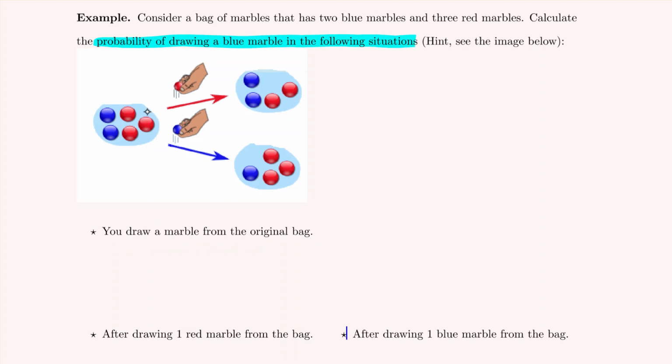So we recall the original bag had 2 blue marbles and 3 red marbles. And we know probability is the number of ways what we're looking for could occur, so the number of ways I could draw a blue marble, divided by the total number of options. As there are currently 5 marbles in the bag, the total number of options is 5. And there are 2 blue marbles that I could have drawn and met the goal of drawing a blue marble. So our original probability of drawing a blue marble is 2/5.